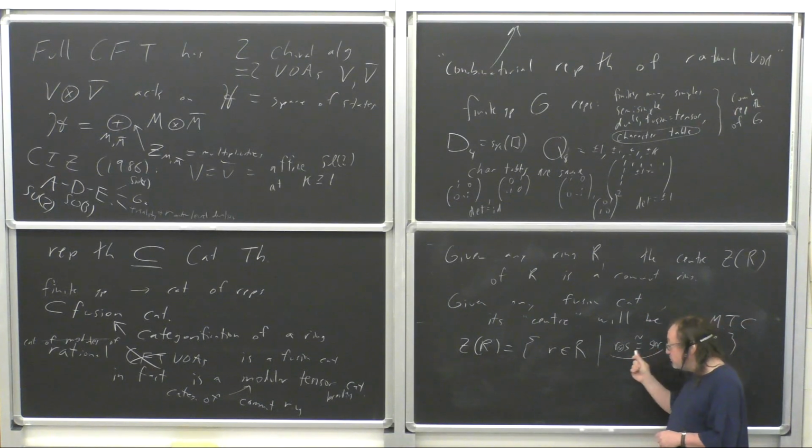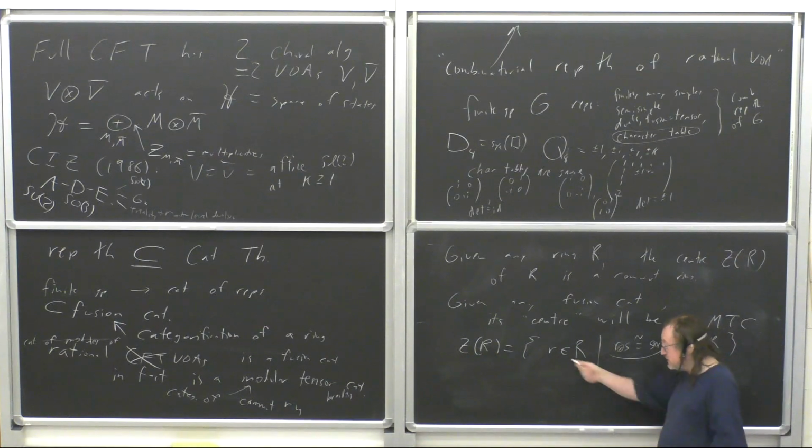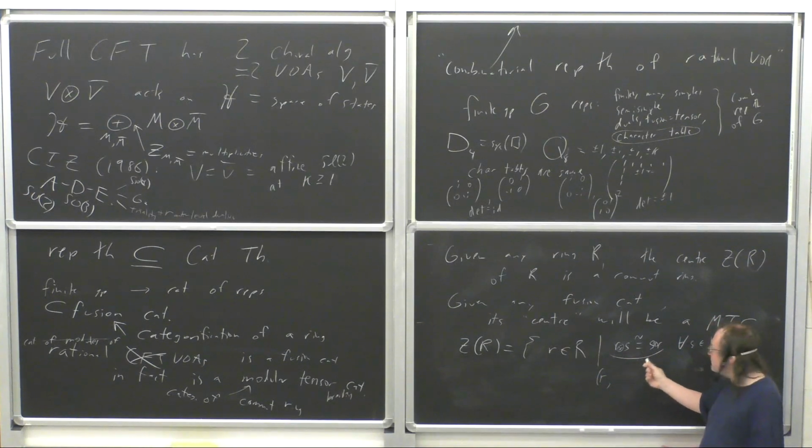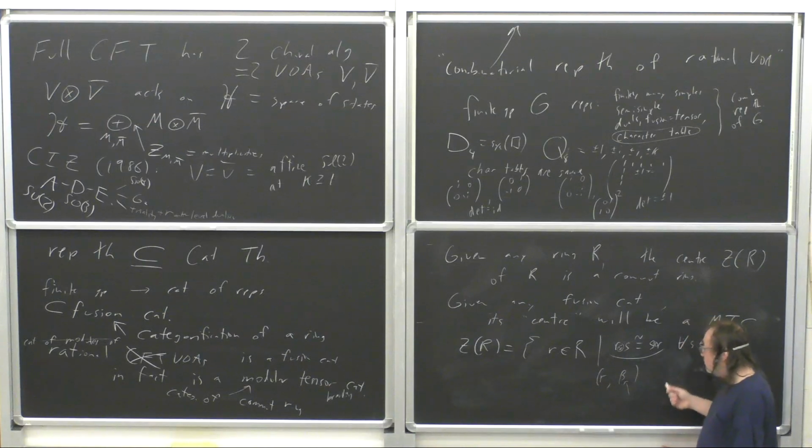And you also have to specify part of the ingredients, the structural data of your center. You're not just going to have your object R, which commutes fusion-wise with everything else, but you also need to choose an actual isomorphism for every simple object S in your fusion category. And this is called the half braiding, and this data here is called the center of your fusion category. So given any fusion category, we get a modular tensor category.